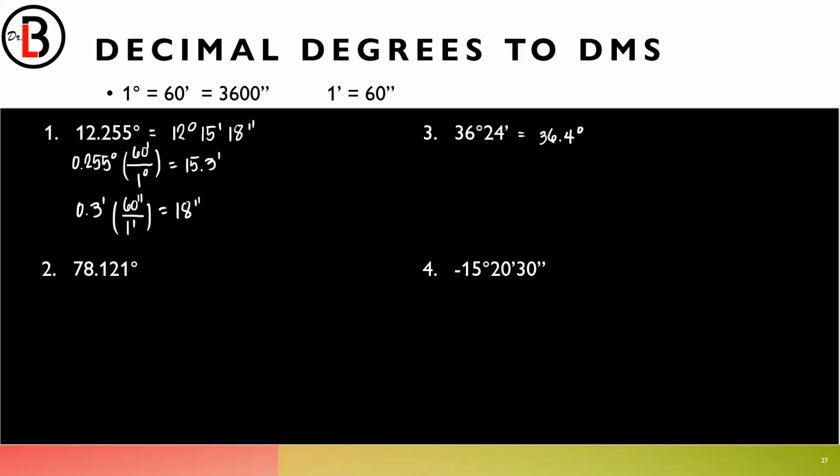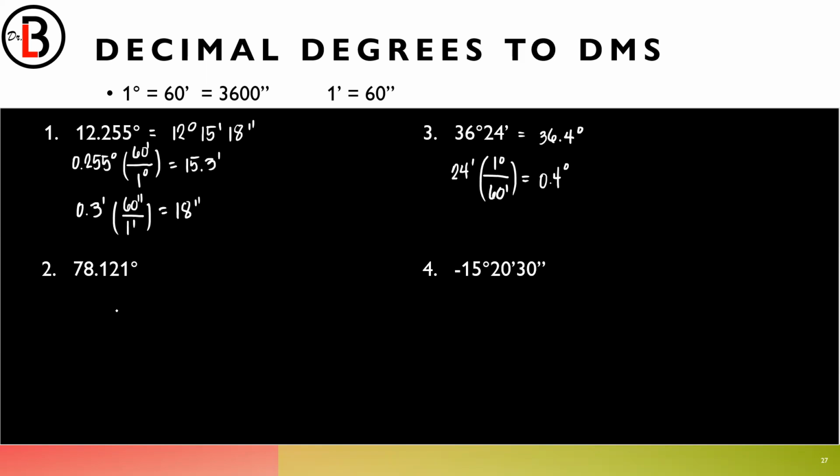All right. But how do we do this manually? So you know that the 36 is the whole number. So what I do is 24 minutes. I want to change that to degrees. So I'll put the 60 minutes here, 1 degree on top. 24 divided by 60 is 0.4. So the 36 is the whole number. 0.4 of a degree is the decimal.